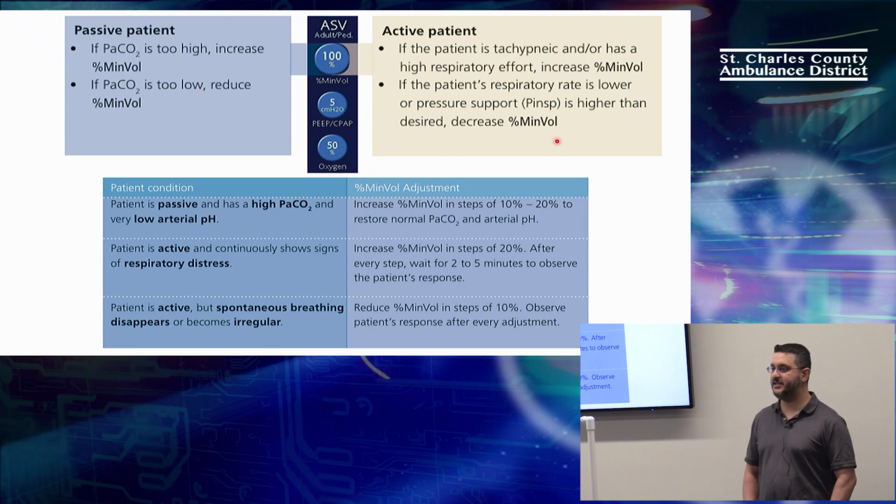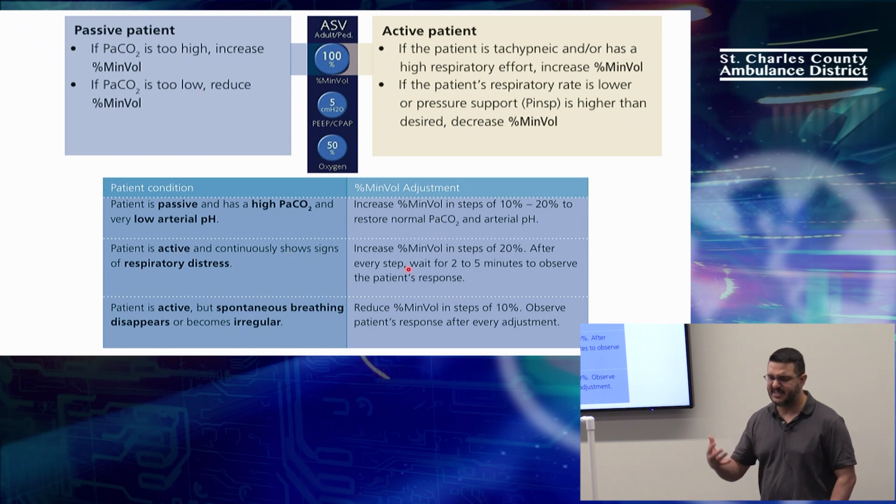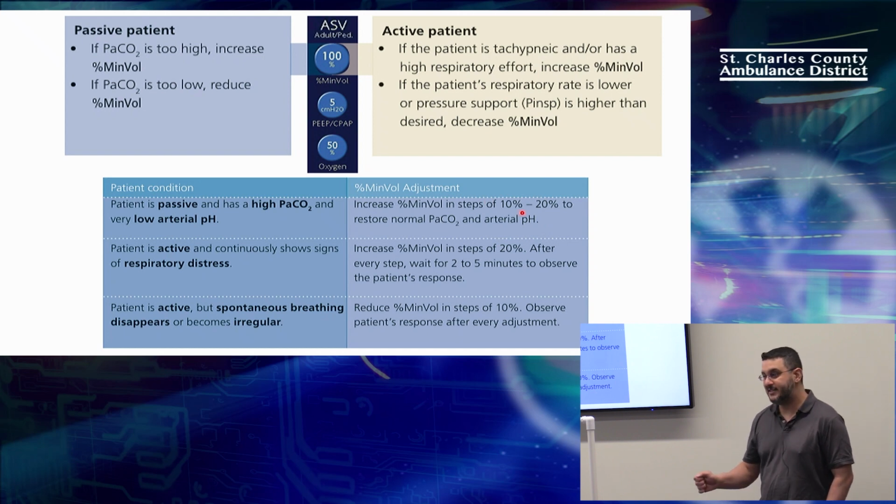So this is what your machine manual says. If you crack open the actual booklet, this is what it actually says. So you can titrate by PCO2. If someone has a high PaCO2, that means their pH is low, right? That's what they're saying right here. You see that? So the patient is active and continuously shows signs of respiratory distress. They're breathing fast and they're just not comfortable on the ventilator. The manual says go up or down by 10 to 20%, and wait 2 to 5 minutes.